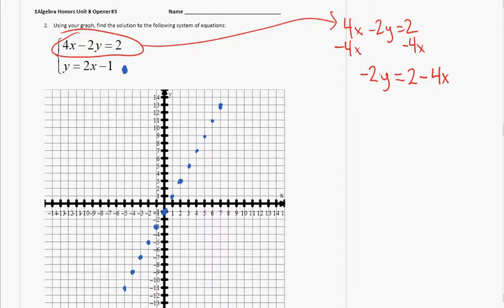Alright, well, I'm close to having y by itself. Now what I'd like to do is get rid of this -2, which is multiplying the y. So I'm going to divide by -2 on this side, which means I have to divide this side by -2. And now I'm just going to do a little bit of simplifying. 2 in the numerator divided by -2 in the denominator will be -1. And -4x divided by -2 will be a +2x. Alright, so this equation looks like y equals -1 plus 2x.